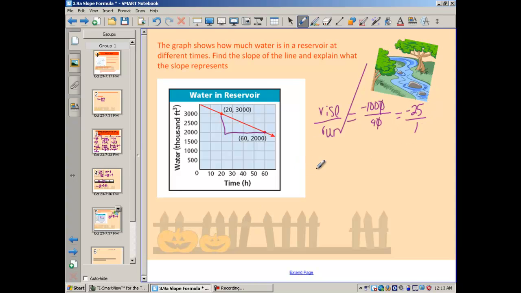What this means is I lose 25 cubic feet of water every hour. I'm losing because it's negative. The y-axis is cubic feet, so that's the negative 25, and the x-axis is hours, which is the 1, and so that's where I got the lose, negative 25 cubic feet every hour.